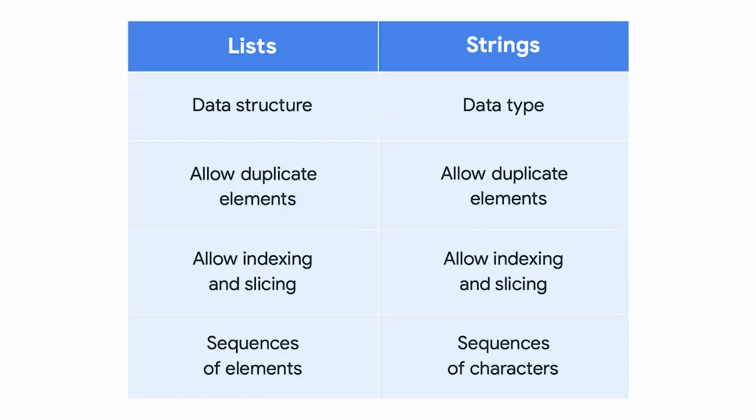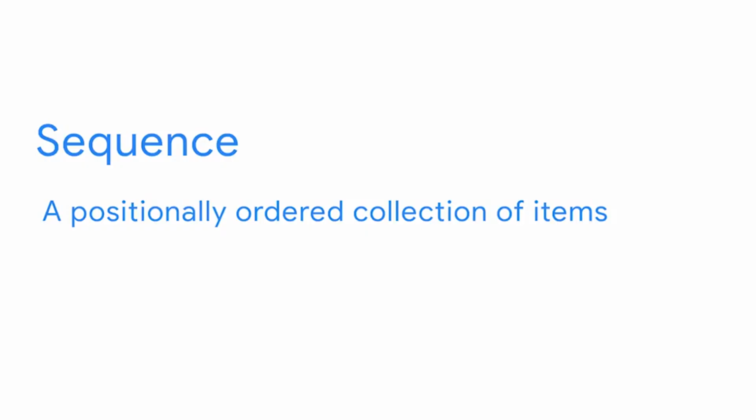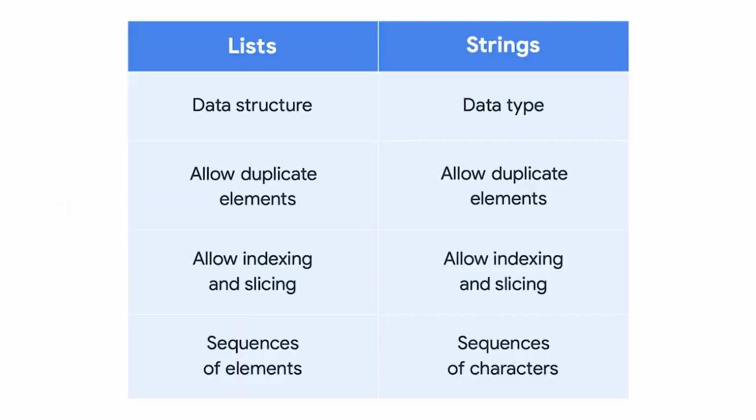A list is a lot like a string, and you can do many of the same things with lists. For example, both strings and lists allow duplicate elements, as well as indexing and slicing. Additionally, both are sequences. A sequence is a positionally ordered collection of items. However, strings are sequences of characters, while lists store sequences of elements of any data type. There are some other key differences between lists and strings.